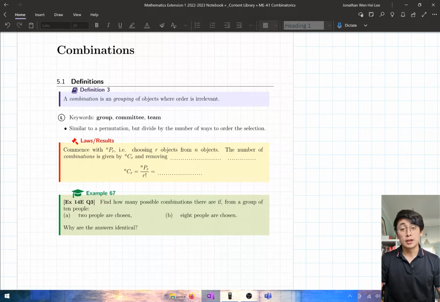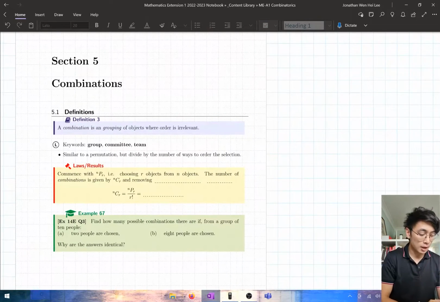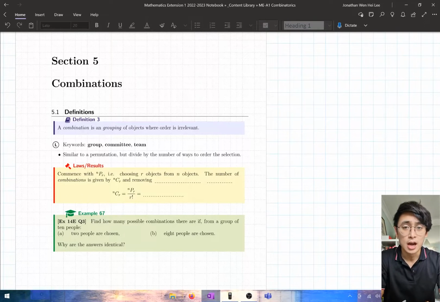So in this video, I'm going to continue with our topic of combinatorics. This is on page 53. If there's any questions, once again, email me. I'm more than happy to try and answer, or send a message on Microsoft Teams, and I'll try and answer you there as well.